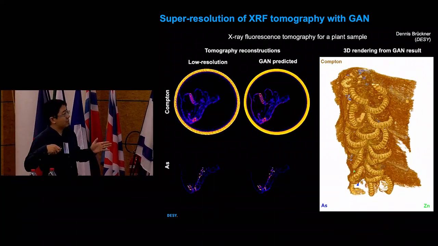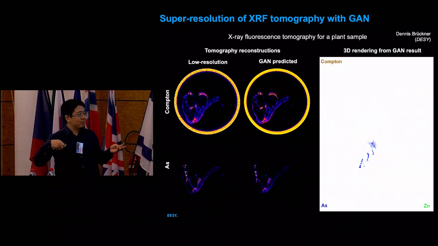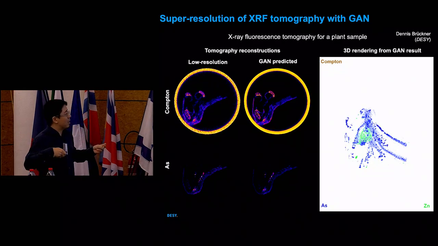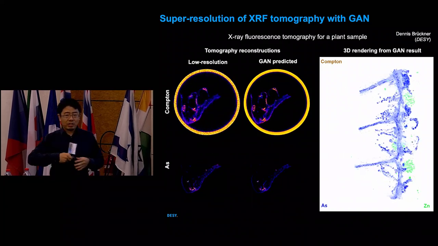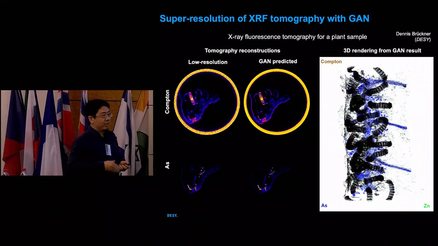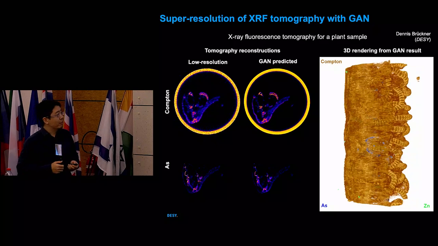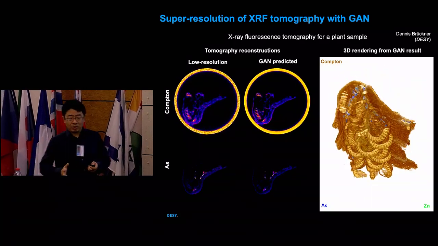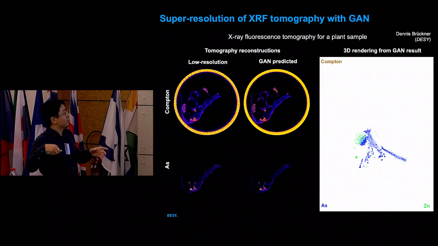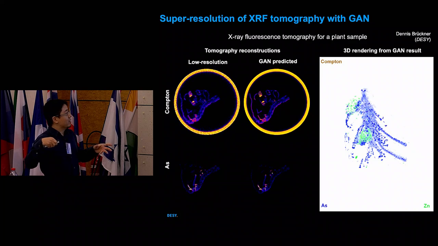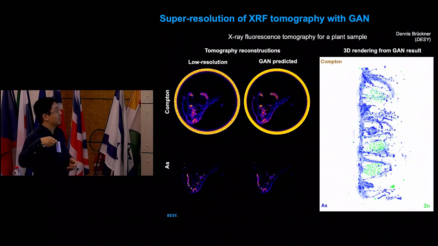This is another application using GAN to do super-resolution. But the major thing is not the GAN, it's the data strategy. Still, this is a tomography scan. For one projection, we do both the high resolution and low resolution scan. And for the whole tomography scan, we only do the low resolution scan. At the end, we can get the 3D tomography data set, and the data quality is good enough to see these features.